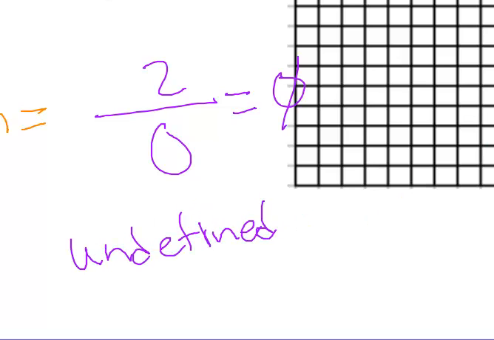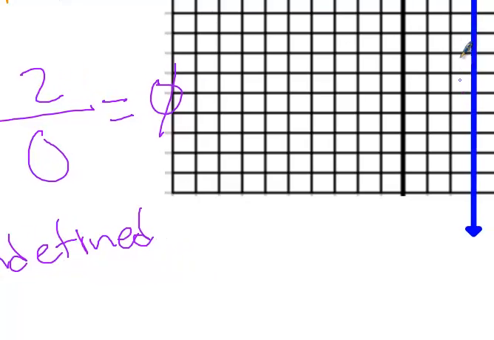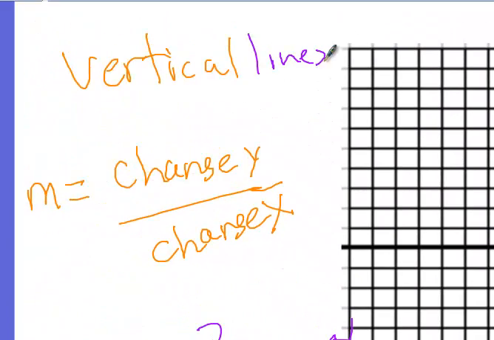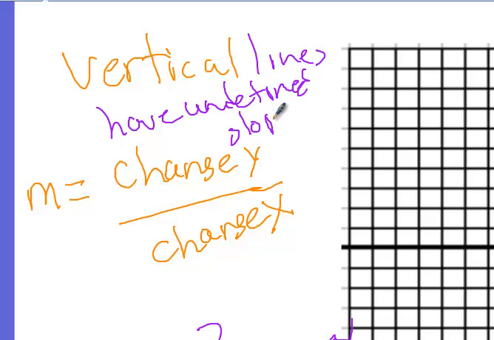All right? And as you can guess, any vertical line has a slope that is undefined because you do not change in the x direction at all. Vertical lines go straight up and down. They don't move left to right. Therefore, vertical lines have undefined slopes. All right, so that's the third type of slope.